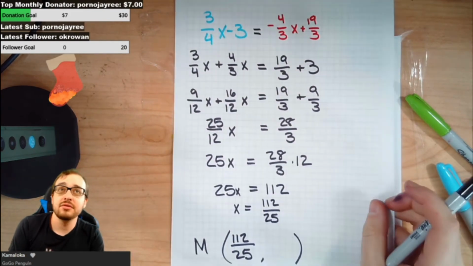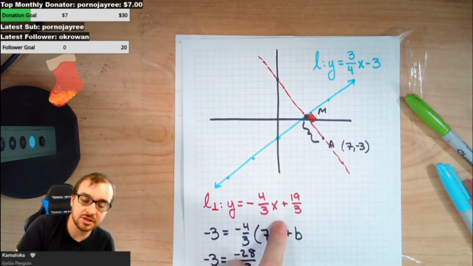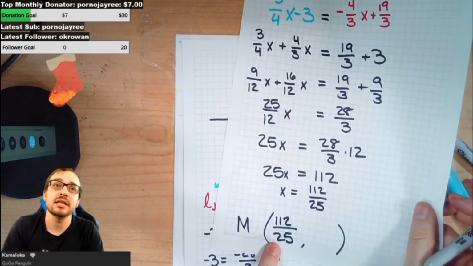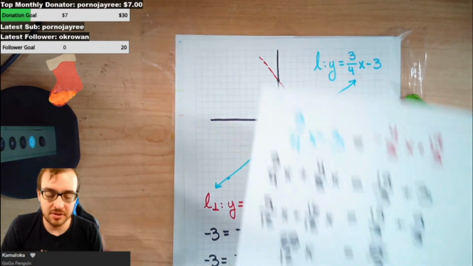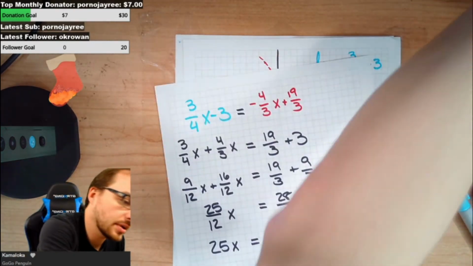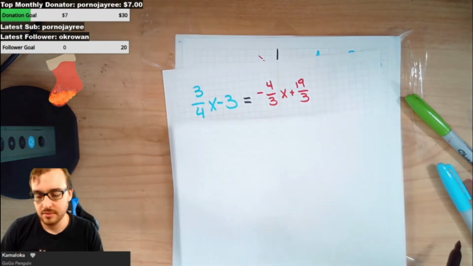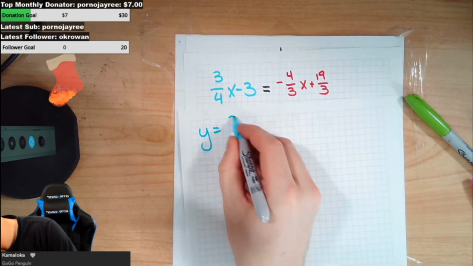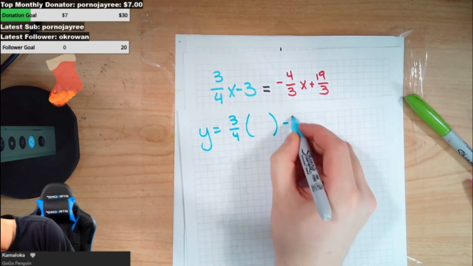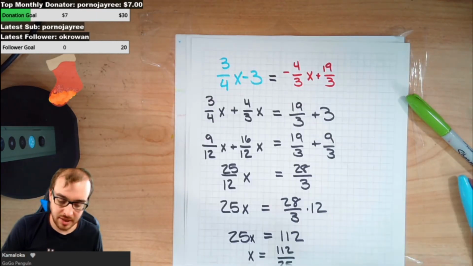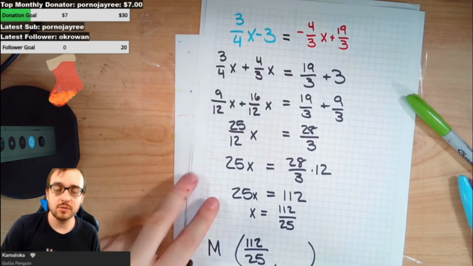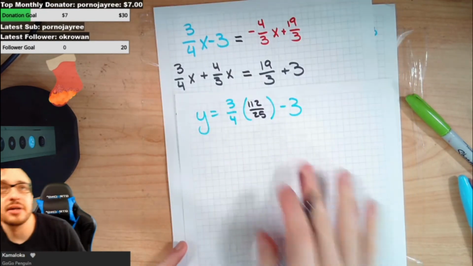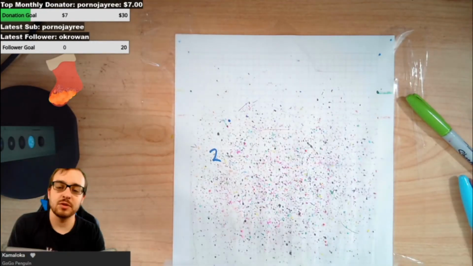To find the y value is actually very easy because I already have some equations that say if you know what x is, plug it in here and get y. So I'm going to plug this value, my x value, into here and figure out what y is at that point. So if I do that, let me grab another piece of paper. I'm going to use this kind of as a cheat so I can see what's going on. Y equals 3/4 x minus 3, right? And I said my x value is 112 over 25. So now I can just do math to figure out what y is when x is 112 over 25.